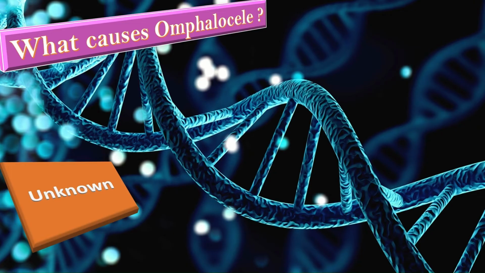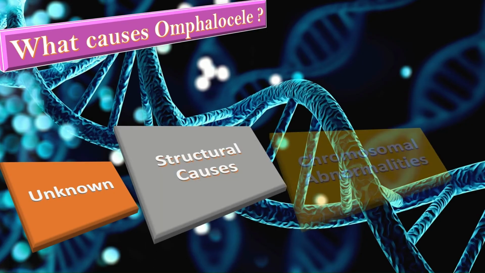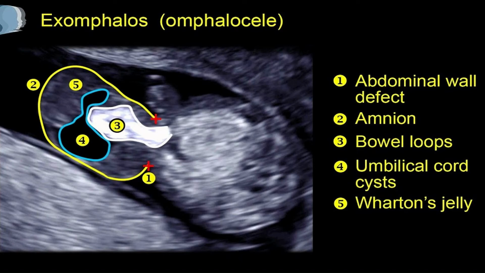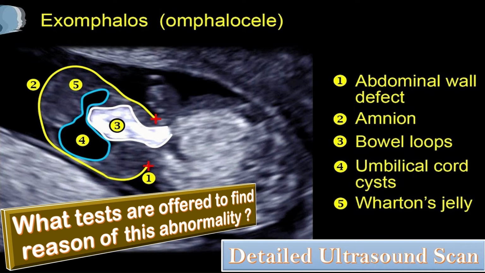Up to 80% of the babies with exomphalos will have other serious problems such as abnormalities in the heart and kidneys and chromosomal problems. What tests are offered in such a case? First of all, a patient needs a detailed scan performed especially by an expert fetal medicine consultant so as to identify different abnormalities.